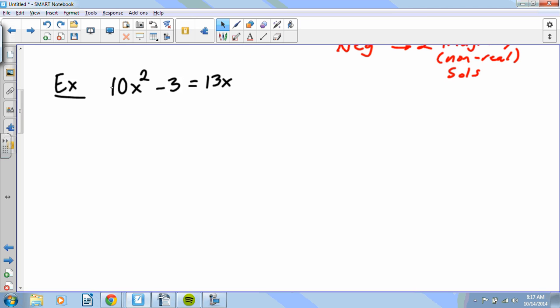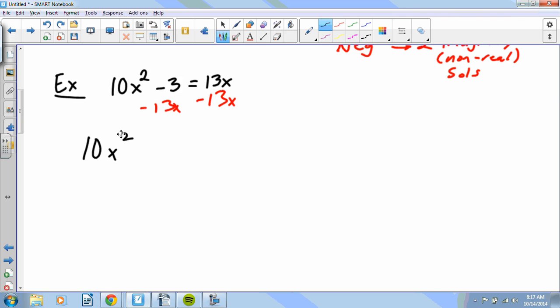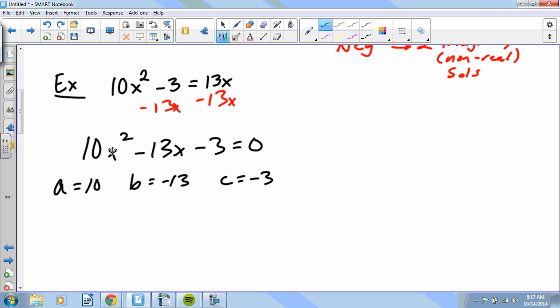Okay. So let's start here. 10x squared minus 3 equals 13x. We said the first thing we had to do was make it equal to 0. So let's subtract 13x from both sides and get it in the right form. So we're left with 10x squared minus 13x minus 3 equal to 0. That's the first and foremost part, get it equal to 0. Now let's identify what a, b, and c are. a is 10, b is negative 13, and c is negative 3. Again, notice that I don't take the variables with for a, b, and c, especially for a and b. They're just the coefficients, they're the number parts.